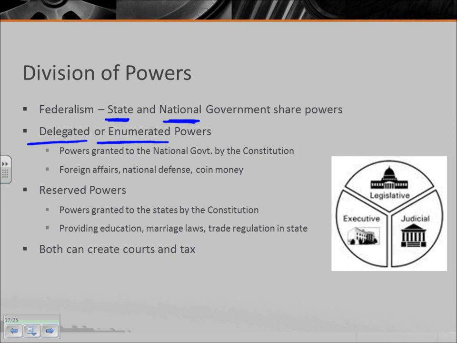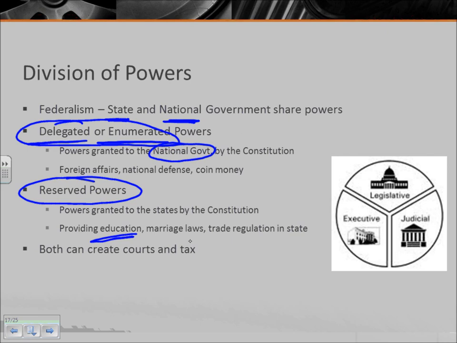All right. These two concepts, delegated and enumerated, fancy words, big words, what you would call like a 50-cent word, are given to the national government. It's things that the national government can do. On the other end of that spectrum is the reserved powers. These are powers that are granted to the states by the Constitution, which is education, marriage laws, trade regulation within the state, not outside of the state. These are powers that are, again, reserved for the states.